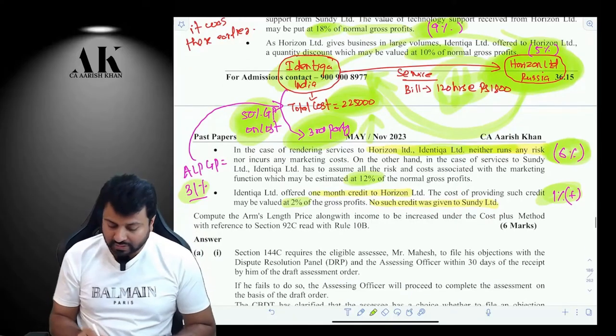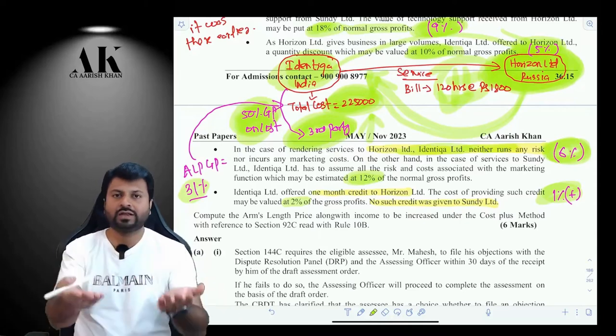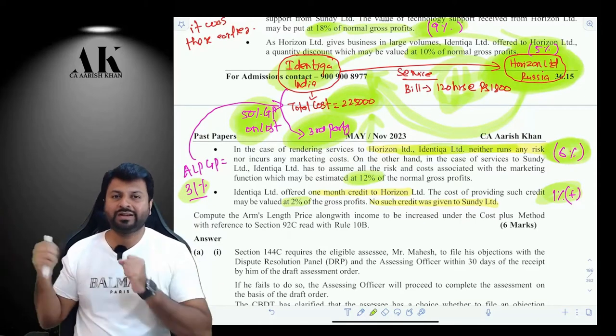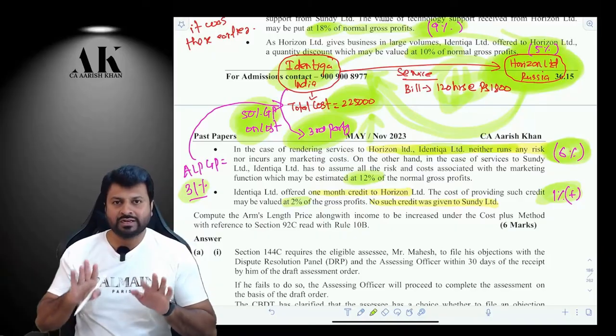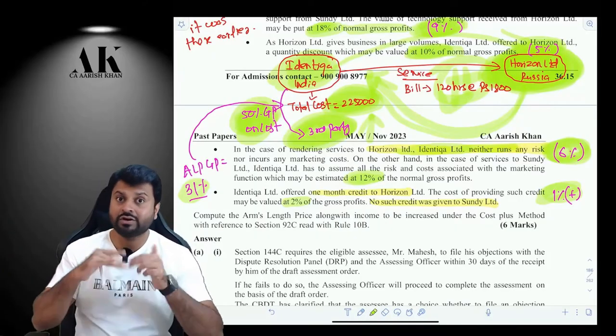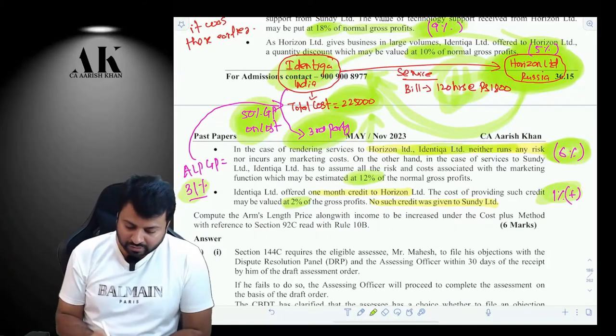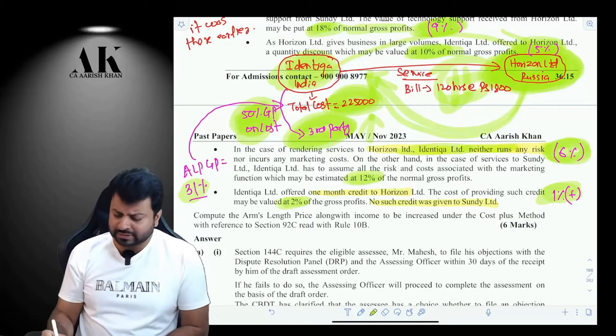And the fourth point is what? I give you 1 month credit. I give credit to Horizon. That credit I don't give to my third party. Now, if I give credit to associate enterprise, I should charge less price or more price. I should charge more price. So here you are not going to reduce. You are going to add back. Okay. So here you are going to add back 2% of normal GP. 2% of normal GP comes to 1%.